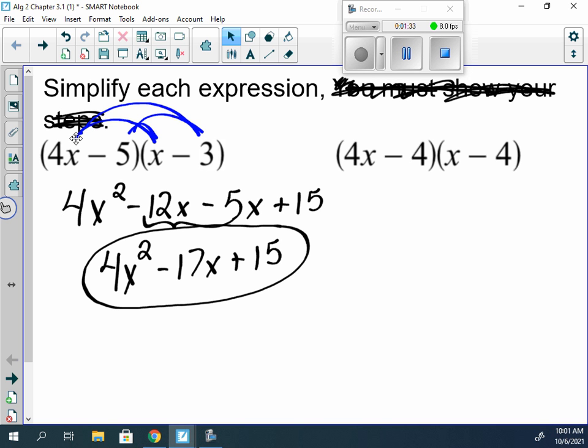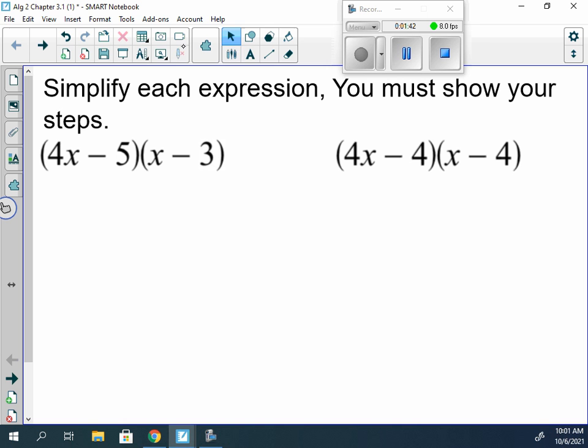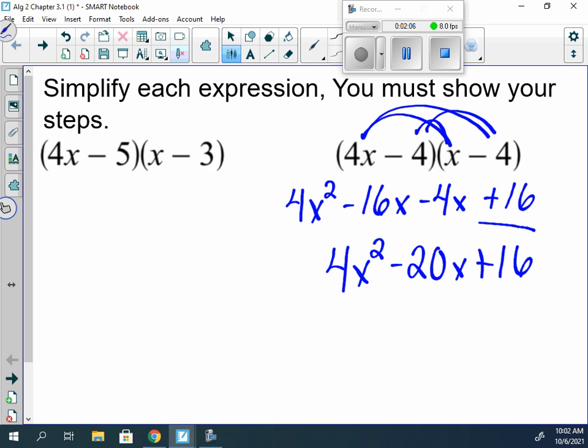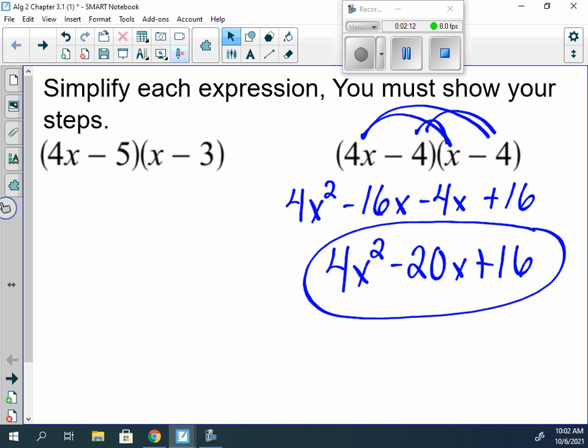Now we can do the exact same thing with 4x minus 4 and x minus 4. We're using this distributive property. We're multiplying it out. So if we do this here, well, we'd have 4x times x, which would be 4x squared. 4x times negative 4 would be negative 16x. Negative 4 times x, negative 4x, and negative 4 times negative 4 is plus 16. And we combine our like terms, we'll get 4x squared minus 20x plus 16, and we can multiply them together to get the answer.